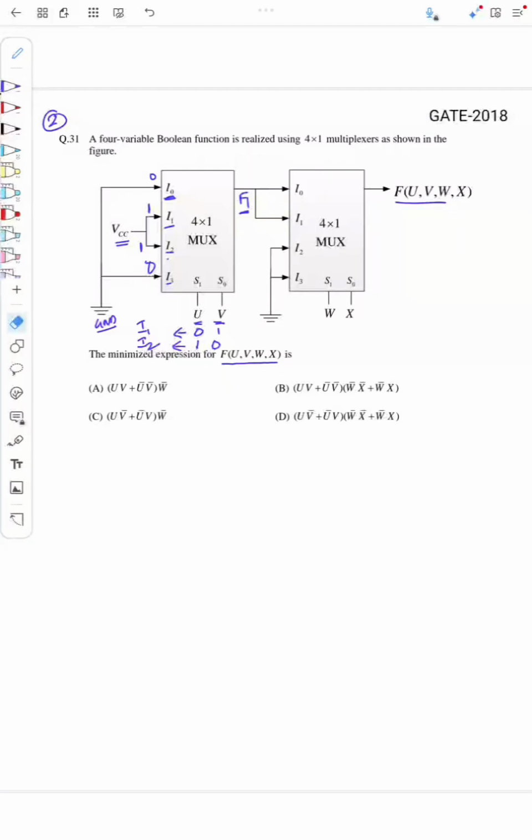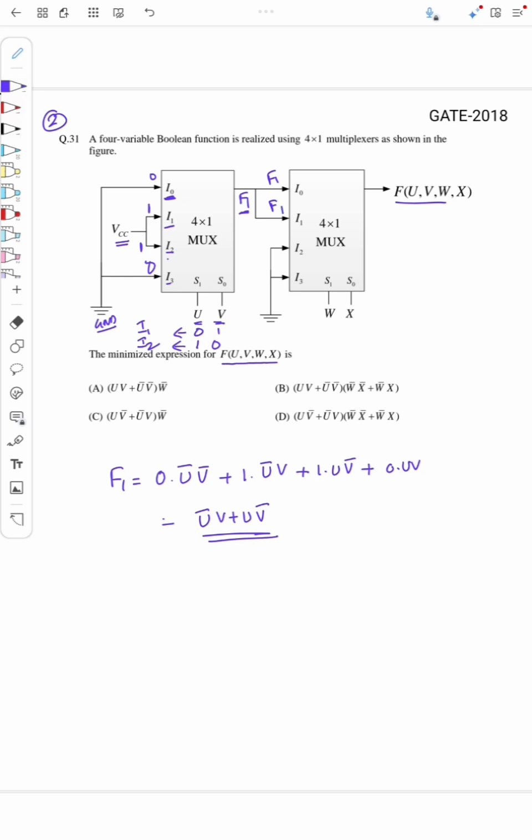So I'll write here. I can write f1 equal to, first term when u and v is 0, 0, the output is I0, that is 0, plus 1 into, when u and v is 0, 1, that is u bar v, then output is I1, that is 1. Then when u and v is 1, 0, that is u v bar, the output is I2, which is 1, plus when u and v is 1, 1, that is u into v, then output is 0, which means f1 is equal to u bar v plus u v bar. Okay, so that is the value coming here, which is f1, right?